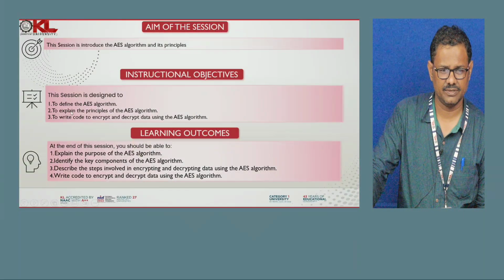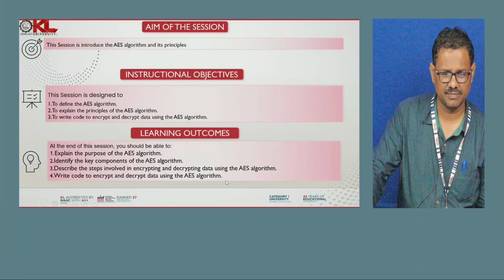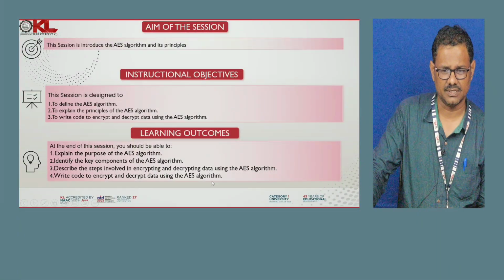This section is designed to define the AES algorithm, to explain the principles of the AES algorithm, and to write code to encrypt and decrypt data using the AES algorithm. At the end of the session, we should be able to explain the purpose of the AES algorithm, identify the key components of the AES algorithm, describe the steps involved in encrypting and decrypting data using the AES algorithm, and write code to encrypt and decrypt data using the AES algorithm. These are the learning outcomes.